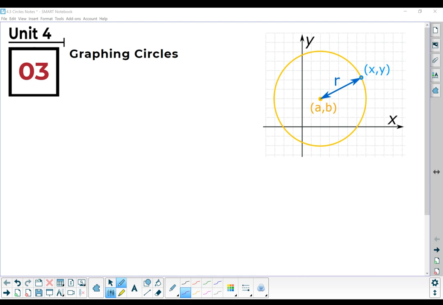Hi, this is Unit 4, Lesson 3, Graphing Circles.